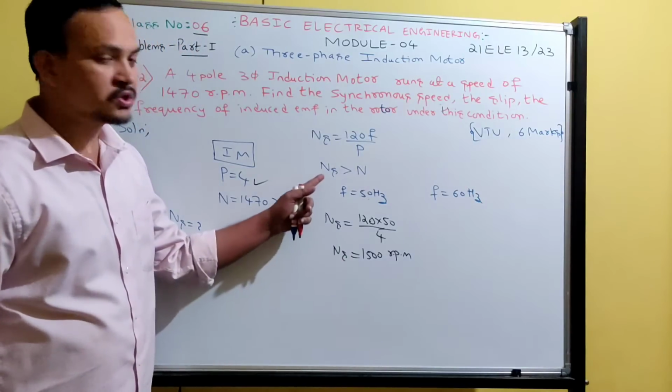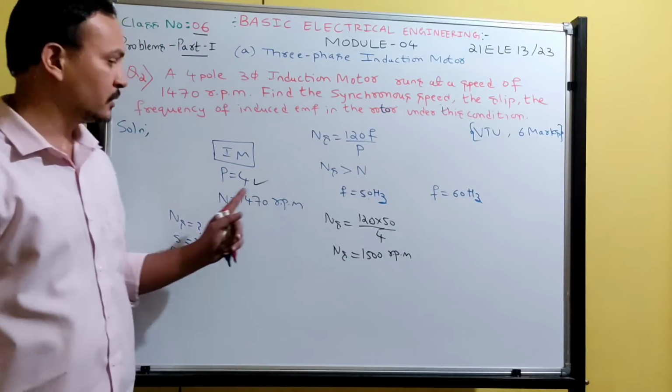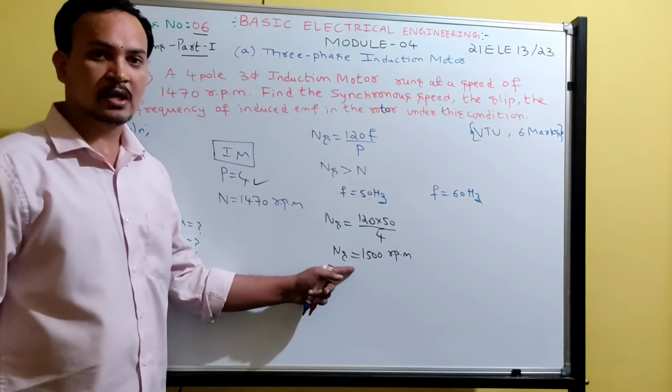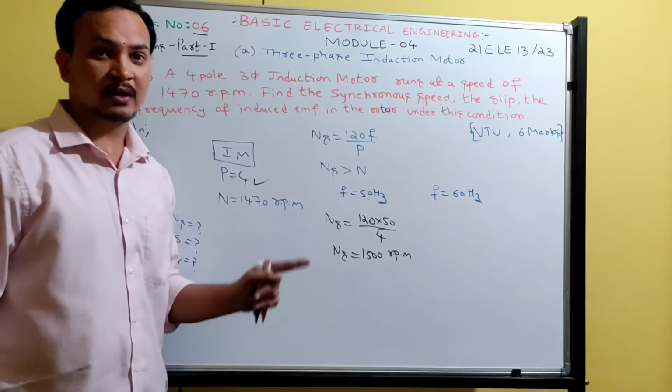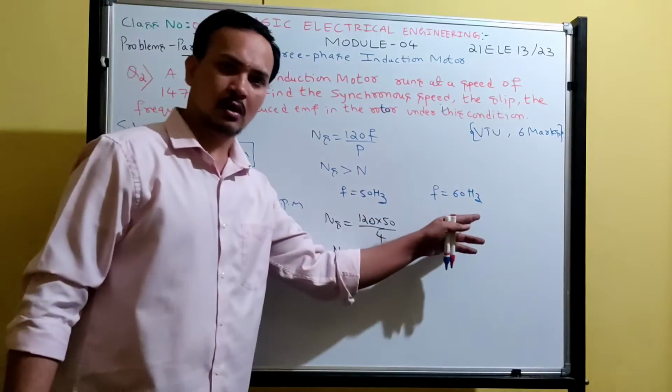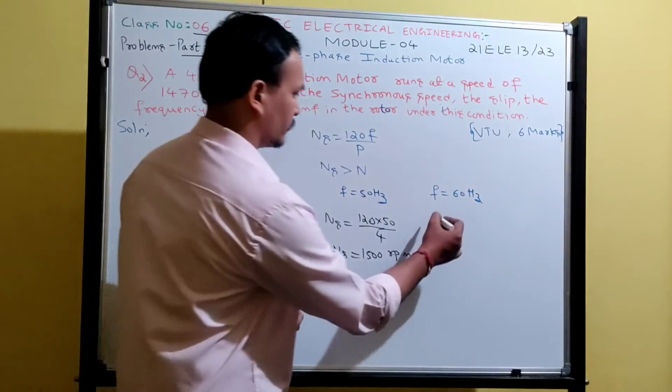Is it satisfying the condition? Yes, Ns is more than N. So definitely this can be a synchronous speed. But the frequency is not given, so there may be a chance of 60 Hz also. We can check there also now.